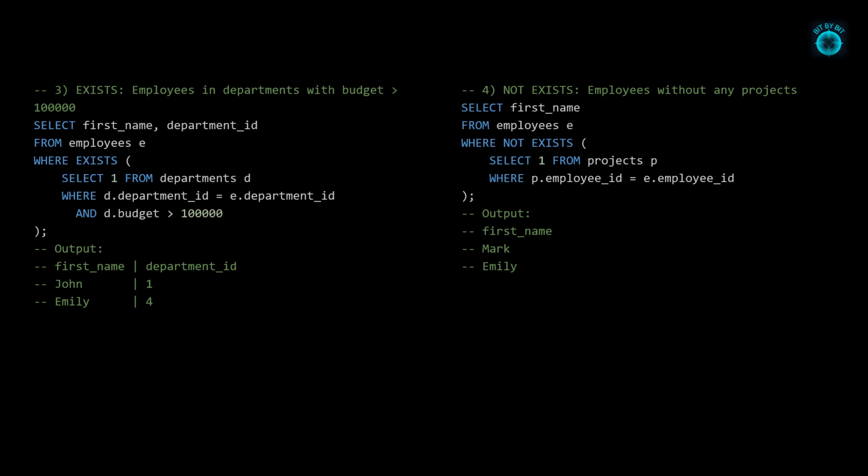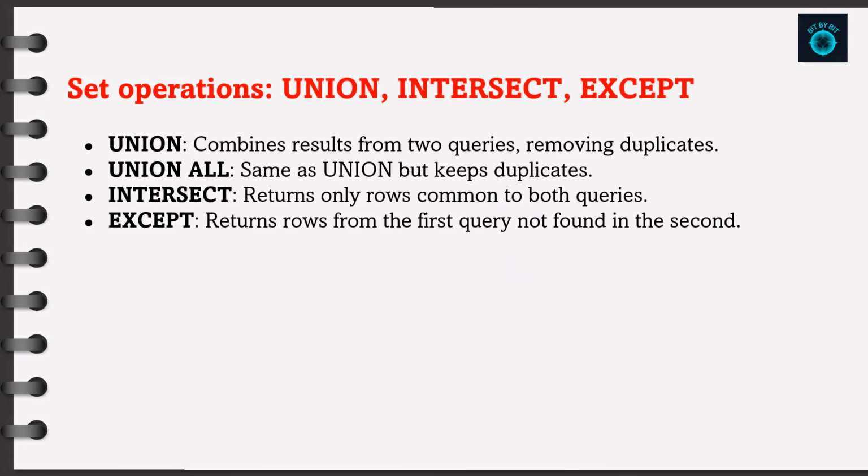Finally, in the fourth query, we use not exists. We are looking for employees who have no rows in the projects table linked to their employee ID. If the subquery returns nothing, not exists is true, and the employee is included in the results. This combination of in, not in, exists, and not exists is a powerful way to filter data based on related tables or calculated lists.